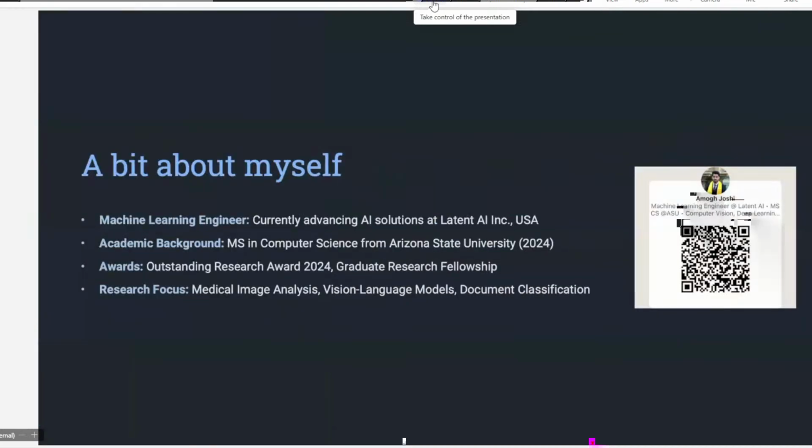I really saw a very warm introduction about myself. This is just a short summary. I'm currently working as a machine learning engineer at Latent AI. I pursued my master's in computer science from Arizona State University, where I was honored with the Outstanding Research Award. My research has spanned various topics. Some major topics include medical image analysis, vision language models, and document classification. I've also shared my LinkedIn QR code. I'll be more than happy to connect with all of you.